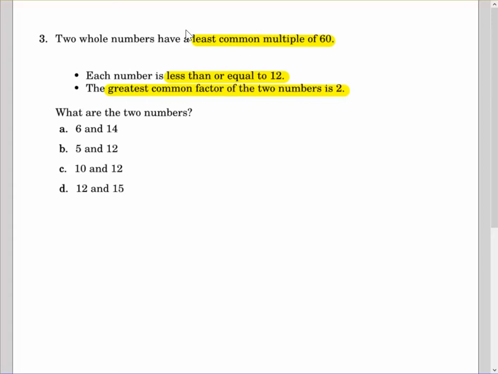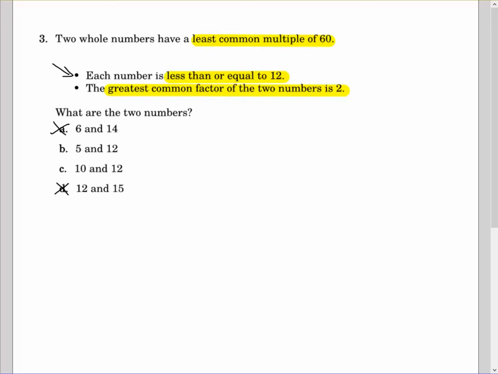So let's start with some of the easy criteria. Each number is less than or equal to 12. So look at our list of options. We have 6 and 14, 5 and 12, 10 and 12, 12 and 15. And we have to have less than or equal to 12. So if we look at choice A, we have 6 and 14. We know 14 is greater than 12, so that does not fit our criteria. 5 and 12 are both less than or equal to 12. We can keep that one for now. C, 10 and 12 are both less than or equal to 12, so we can keep choice C. Choice D, 12 and 15, 15 is greater than 12, so we can eliminate just A and D alone based on that one criteria right here.